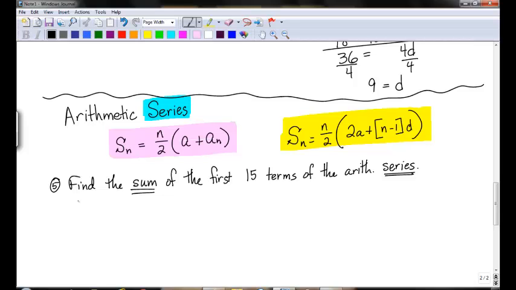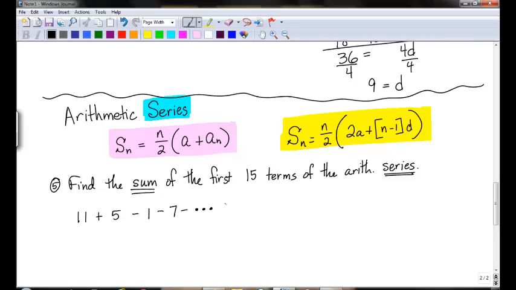Series are separated by plus or minus signs. So on this one, here's their series: 11 plus 5 minus 1 minus 7 minus, and so on. On this one, you could actually take time to figure out what all 15 terms are and then add them up. But if I gave you 100 terms, you wouldn't want to do it that way. You want to know the formula.